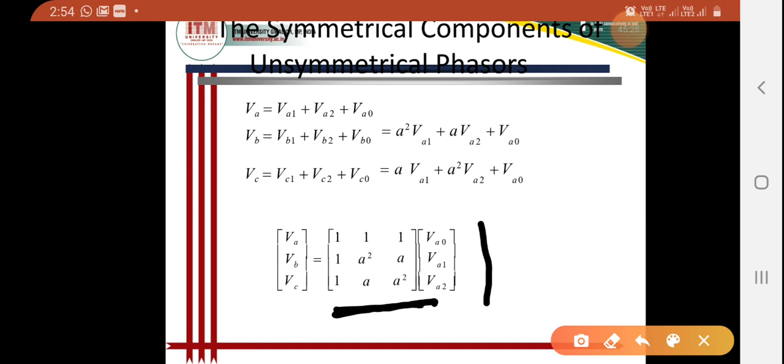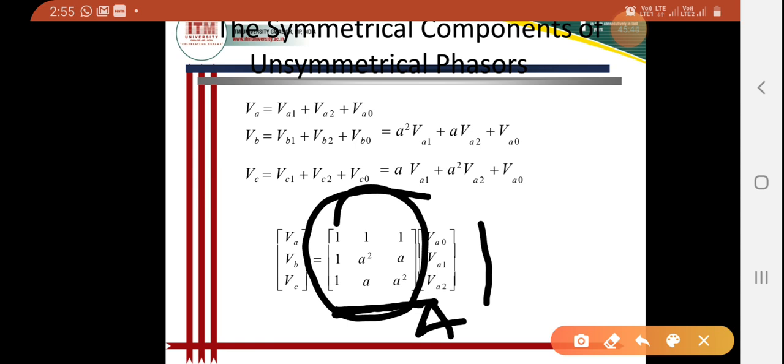So I am arranging these terms in matrix form, and for our convenience this can be denoted as matrix A. That means A is the matrix with rows 1 1 1, 1 a squared a, and 1 a a squared.